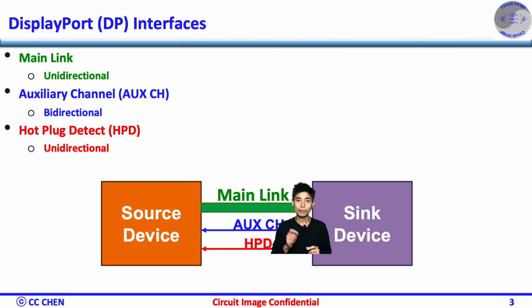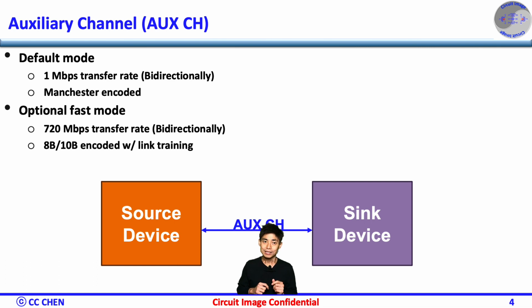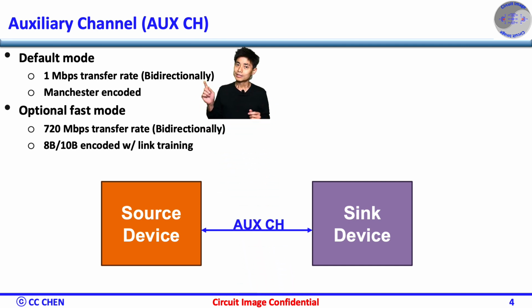If you are familiar with most serial link standards, you might notice the DP links are too complex compared to other single main link standards. Let's look at a few images and figure out why we need additional links in DP. The first additional link is the serial channel, which is used for link management. Therefore, the default mode for the link management is only a 1 megabit per second transfer rate bidirectionally, Manchester encoded.